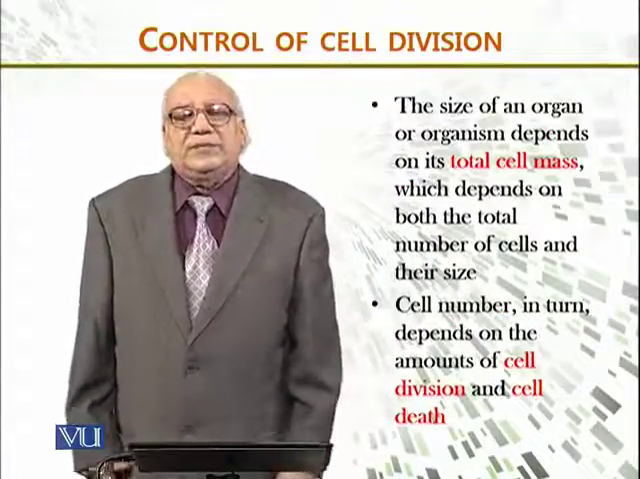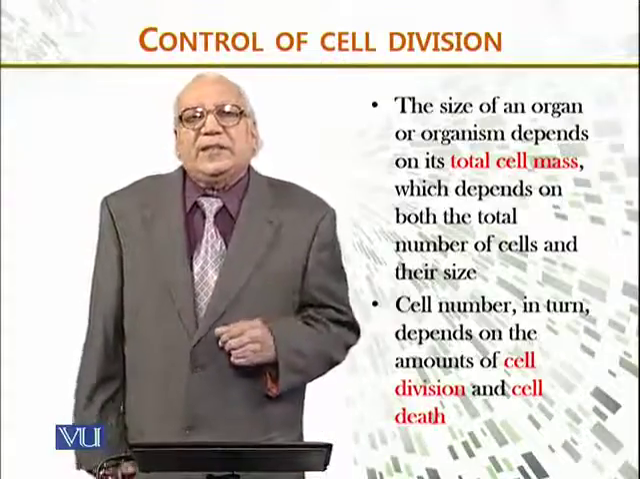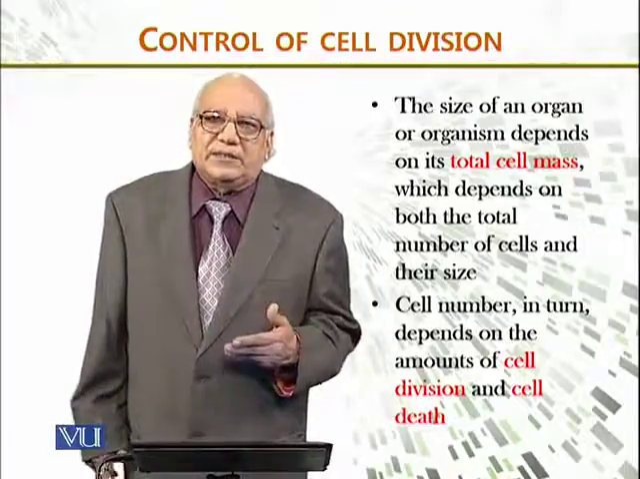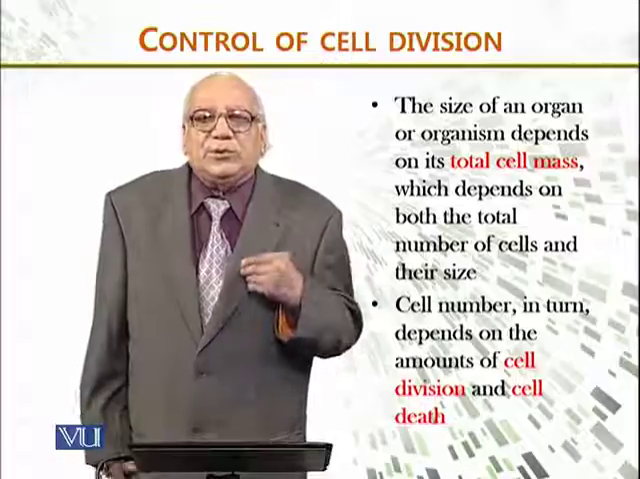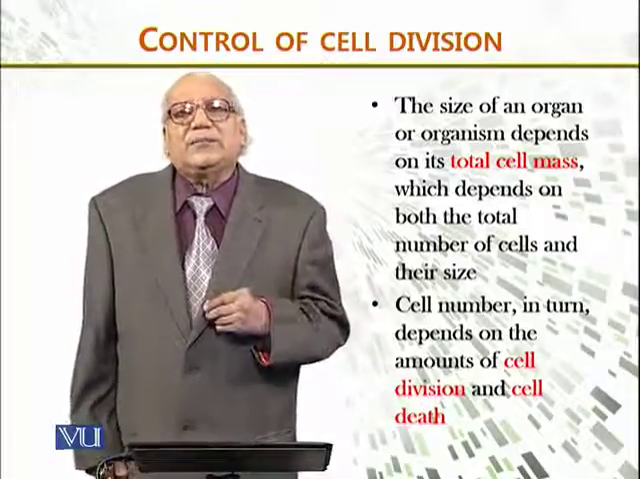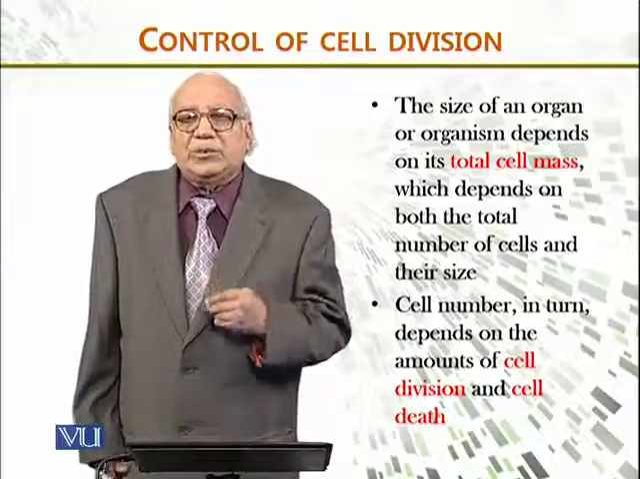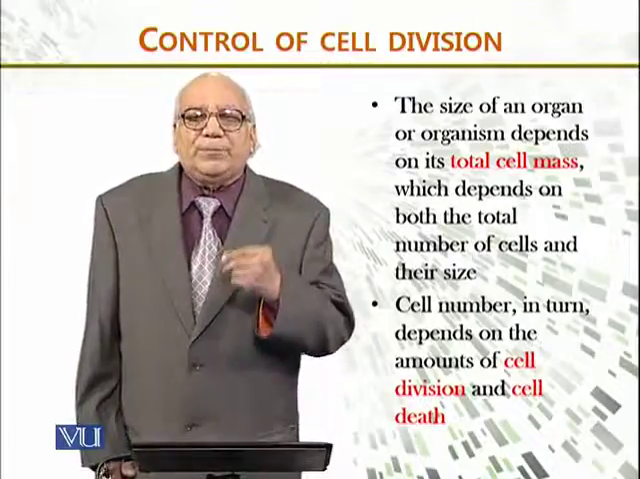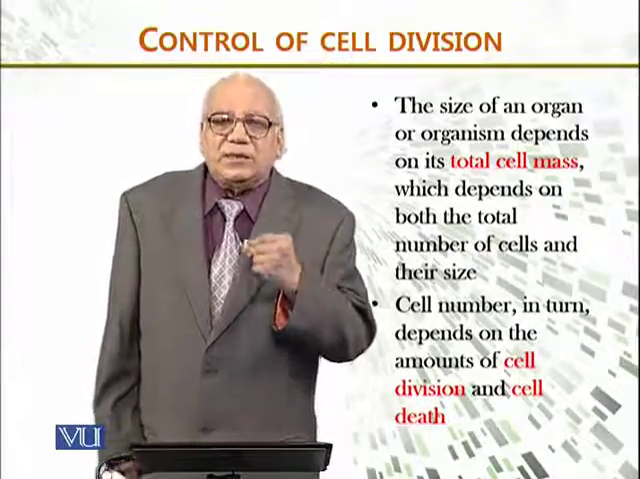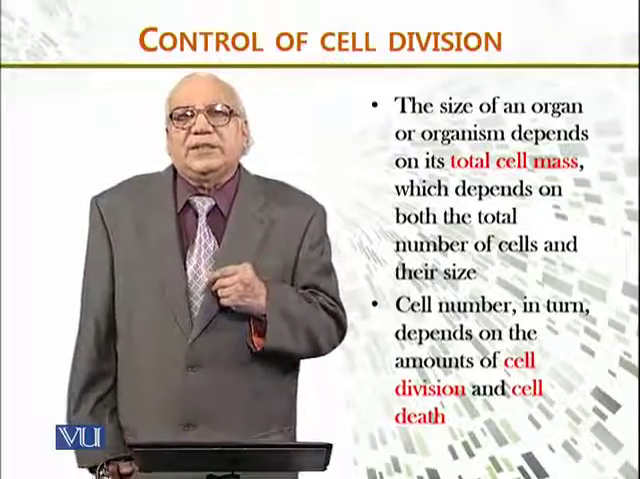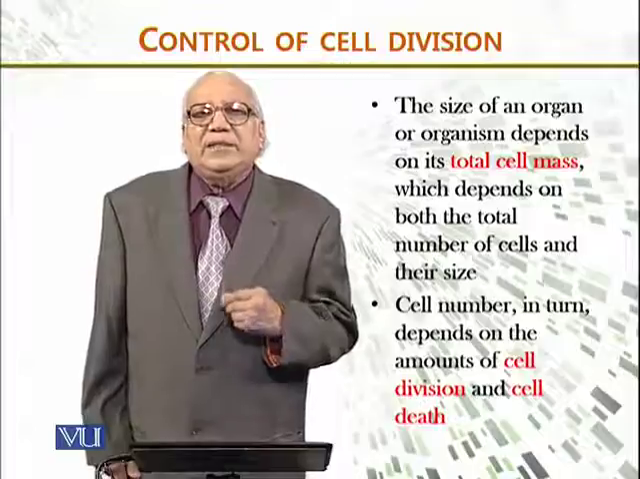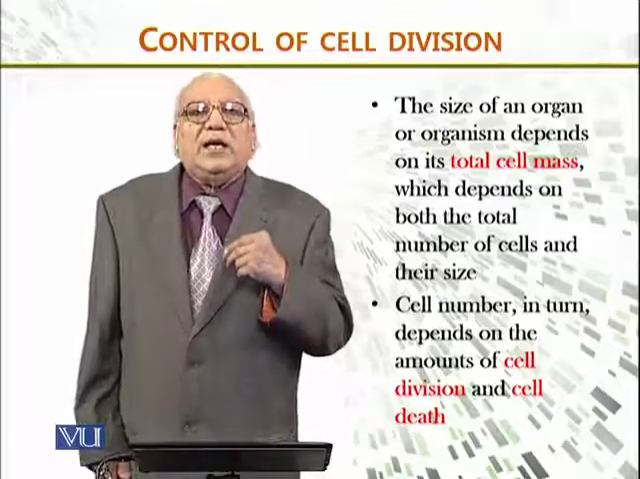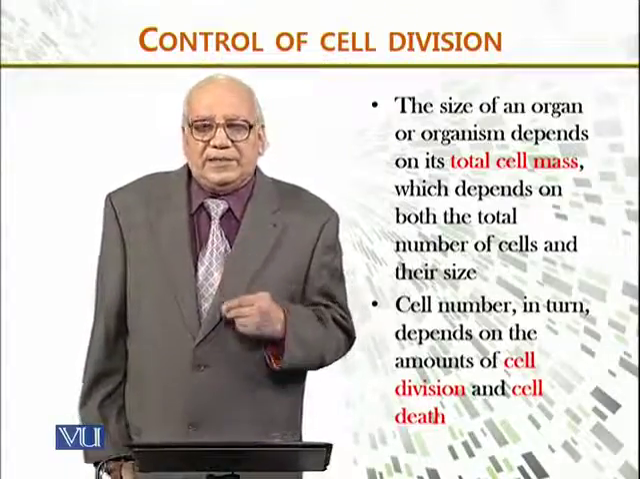Now the size of an organ, देखें ना, cells जो हैं, they can occur in two types. One is unicellular, or they can occur in an organ, जिसमें के multicellular होता है. तो जो cells in an organ or organism, that depends on its total cell mass, कि उसका cell mass, उसका वजन कितना है, which depends on both total number of cells and their size. कि उसमें cell के कितने number हैं and cell का size क्या है. Cell number in turn depends on the amount of cell division and the cell death.